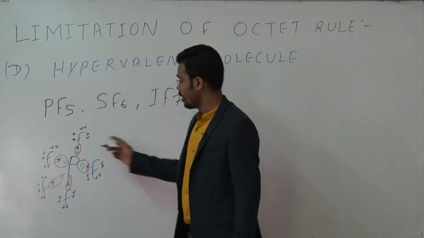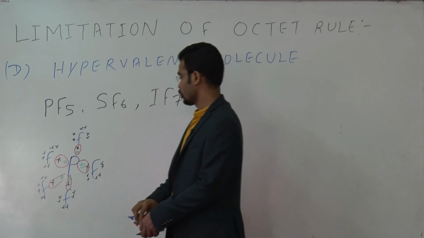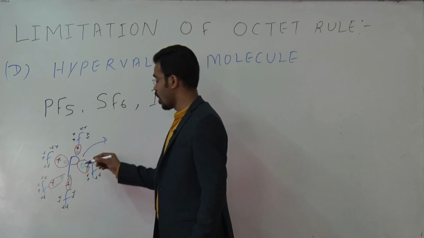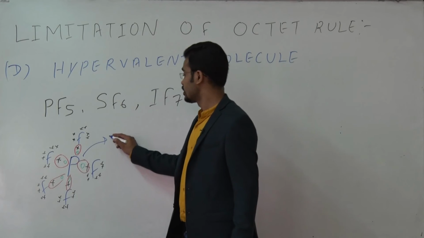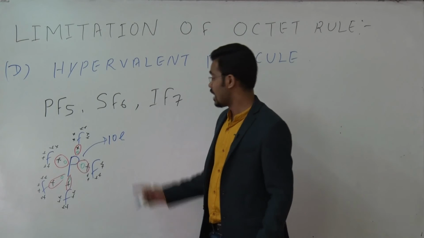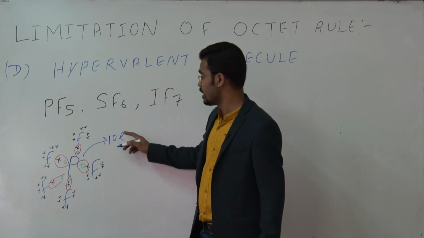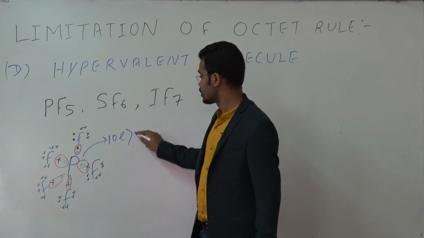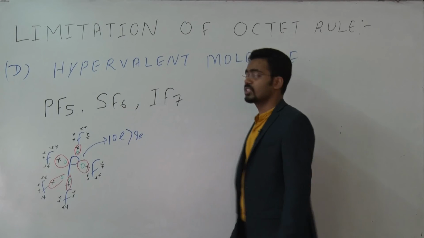So tell me the total number of electrons on the central atom. The central atom has how many electrons? There is sharing of 5 electrons, it means 10 electrons. Therefore it is hypervalent and does not obey the octet rule. So the number of electrons is greater than 8. Got it? Similarly, you can draw the structure of SF6.